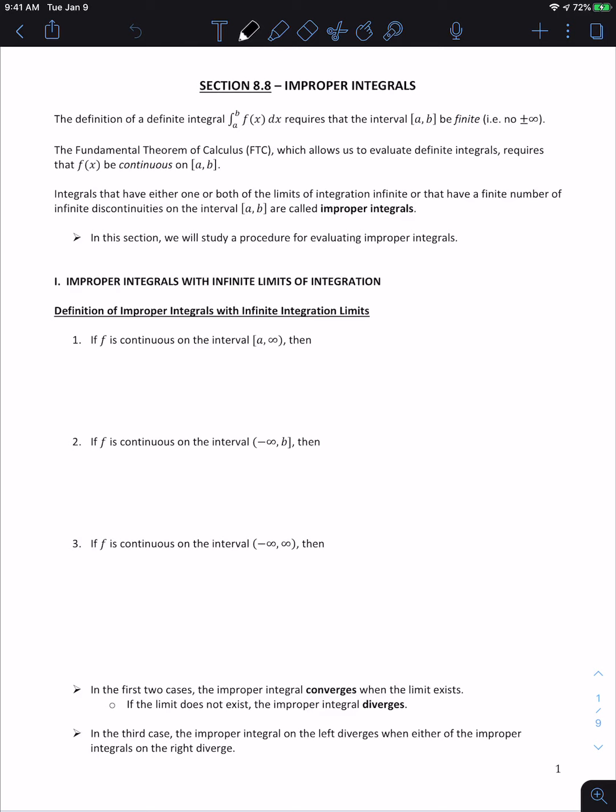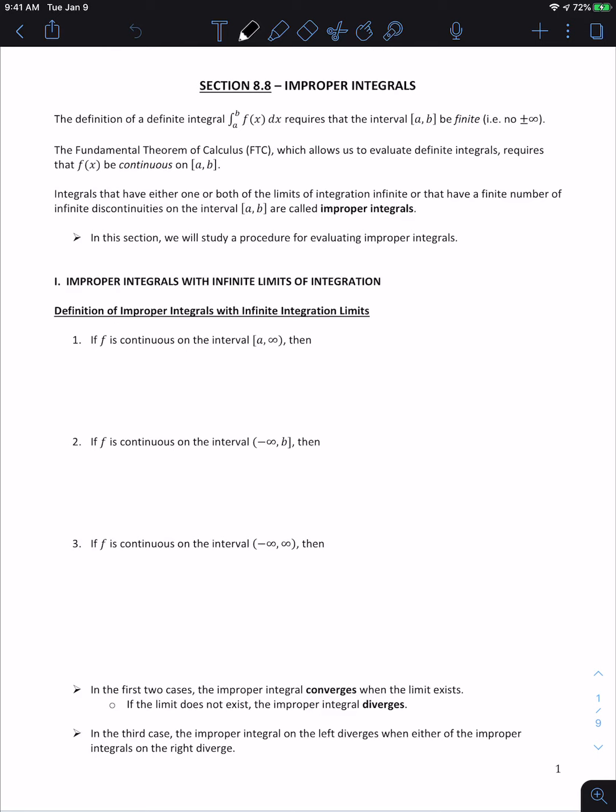Hello everyone, in this video we're going to be looking at section 8.8, which is improper integrals. The definition of a definite integral from a to b of f of x requires that the interval from a to b be finite. For example, no negative infinity or positive infinity as our limits.